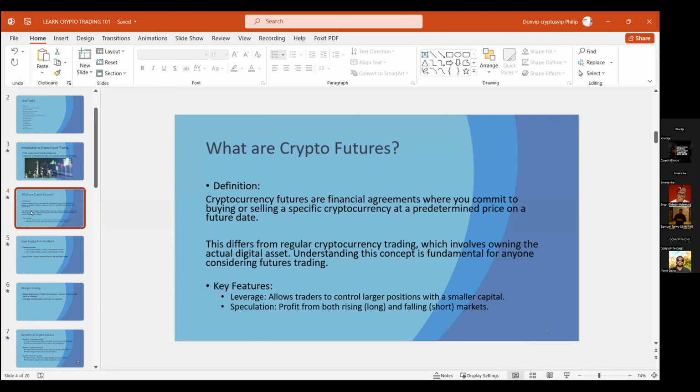we have different types of traders. We have the day trader, that's what we're doing. We have those that trade futures for 1 week, 2 weeks, mid-term, long term, and all that. So that is what they call futures. You trade for a long period of time.